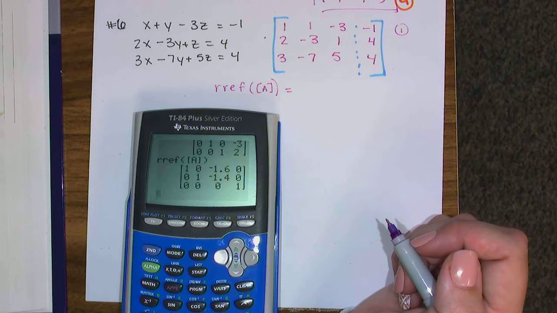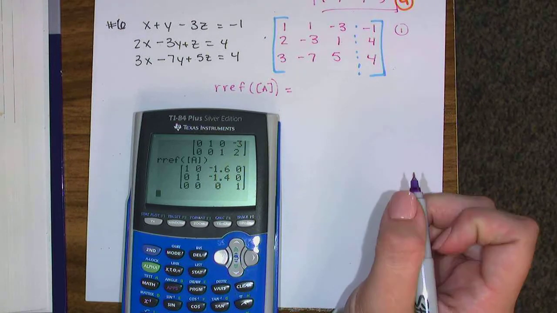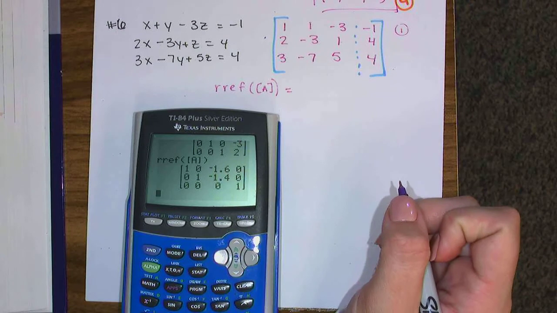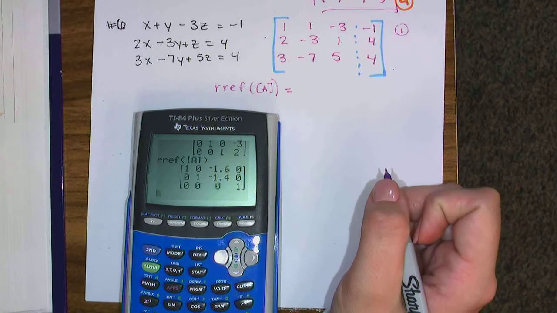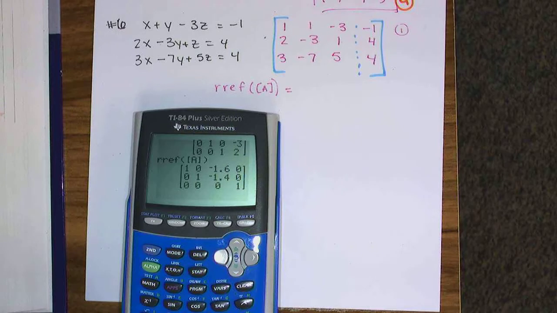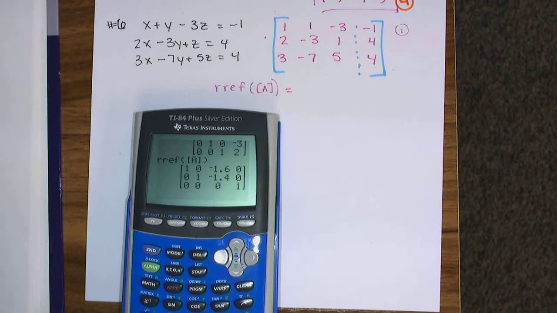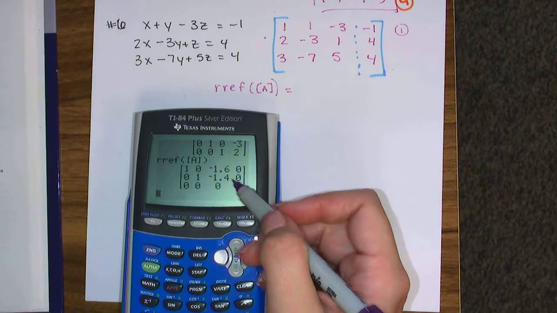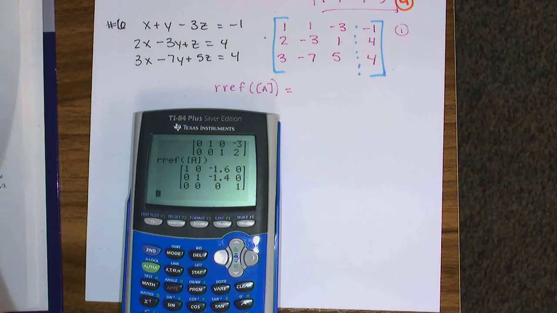Alright, so these ones are kind of weird in how their answers come out, because obviously you notice there's this like 1.6 and this 1.4 over there, which in theory we shouldn't have when we do our RREF, but it's not necessarily that something is wrong.